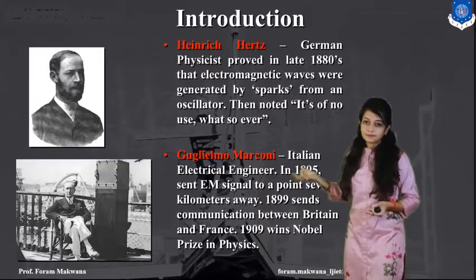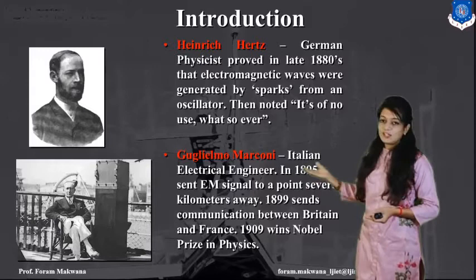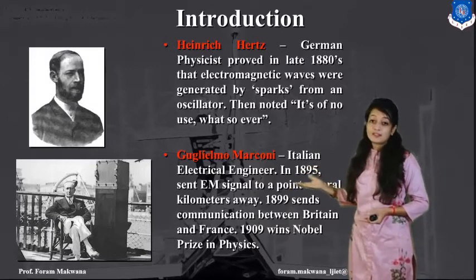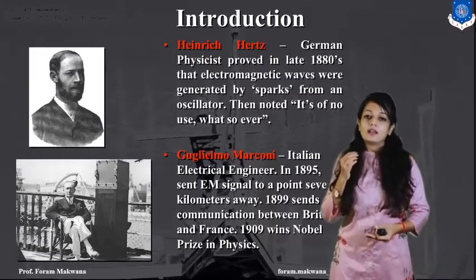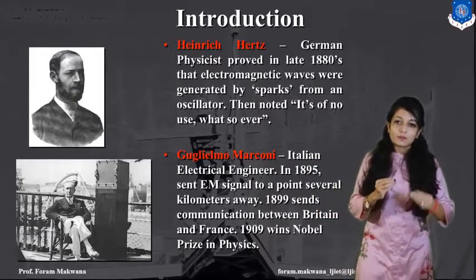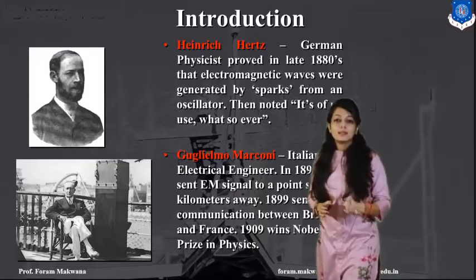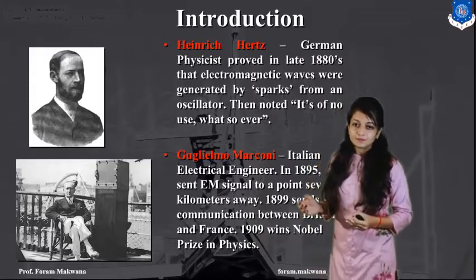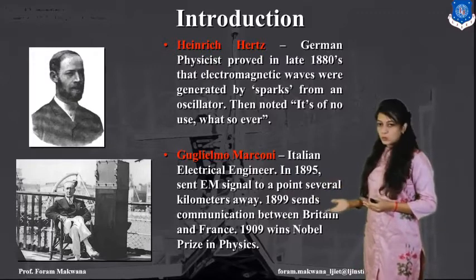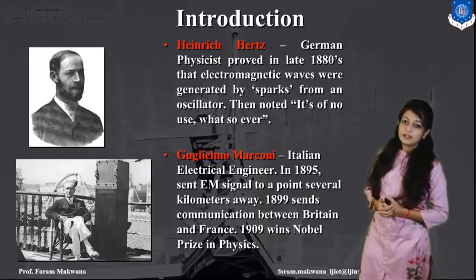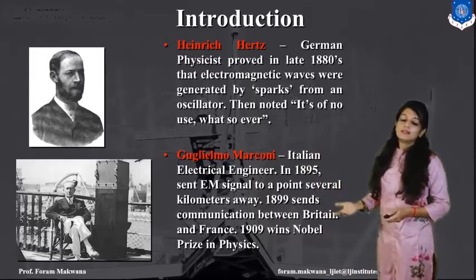Okay? But Guglielmo Marconi, the Italian electrical engineer, in 1895 proved that we are able to send an electromagnetic signal from a point to several kilometers away. That means we are able to establish communication. So in 1899, we were able to establish communication between Britain and France, right? And Marconi won the Nobel Prize in physics.